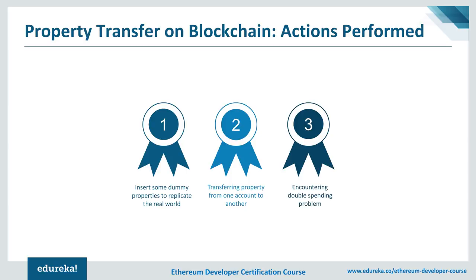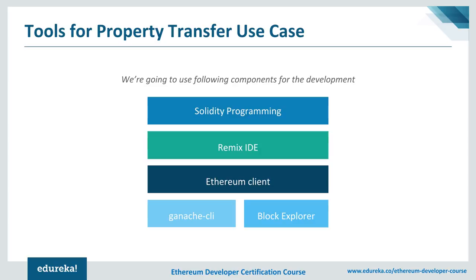Now, like I told you, we're going to develop a smart contract. So basically, we're going to use Ethereum's platform for development. We'll code in Solidity language on the Remix IDE. And we're going to use Ganache CLI as our test network.